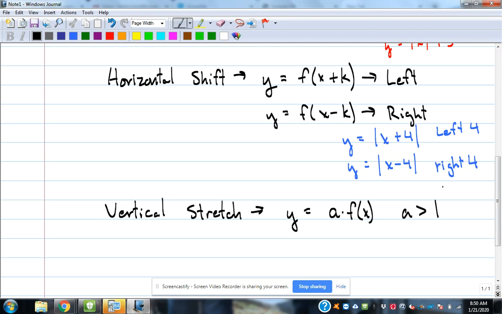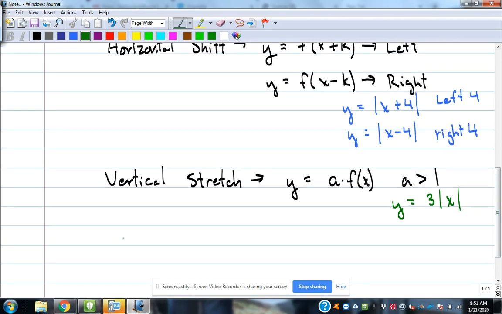Okay. We'll stick with the idea of the absolute value graph. If I multiply the absolute value of x by 3, it still has the V shape, but it stretches it up and it makes it skinnier looking. That's what multiplying by 3 on the outside does. So multiplying by a number bigger than 1 on the outside is going to be a vertical stretch.